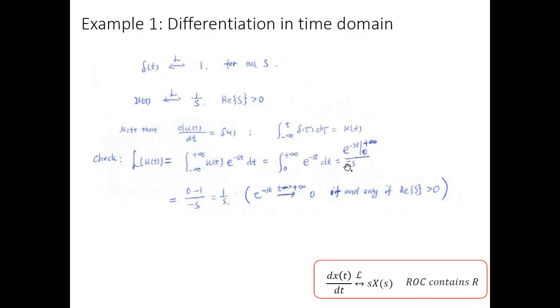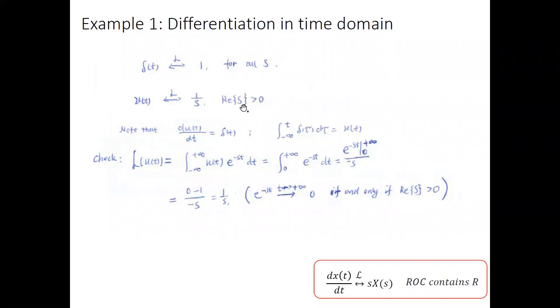To calculate this integration, we need to put the coefficient minus s on the denominator, with the exponential on the numerator, taking the difference between plus infinity and 0. For 0, e^(-s times 0) is just 1, which is simple. For plus infinity, the limit only exists if the real part of s is positive. In this case, e^(-st) goes to 0 when t goes to plus infinity. So 0 minus 1, over minus s, we have 1 divided by s, which is the result. And the region of convergence is real part of s larger than 0.